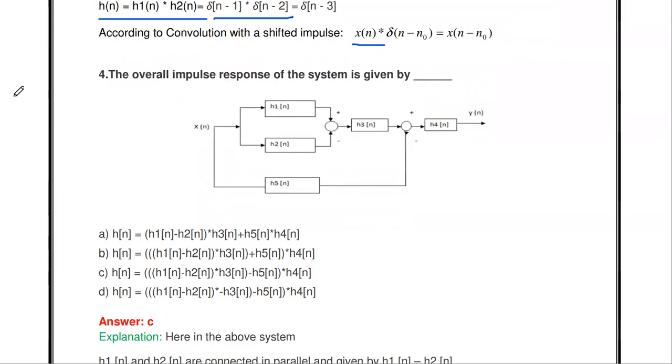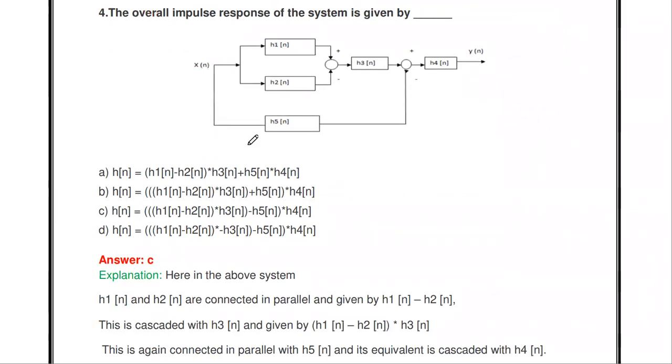Then the next question: the overall impulse response of the system is given by dash. Here one block diagram is given, where five systems are connected in some series and parallel combination. You just find the overall impulse response of the system. These types of problems we already solved in the fifth unit. In the signals and systems playlist, all these problems, which are university questions, were already solved separately.